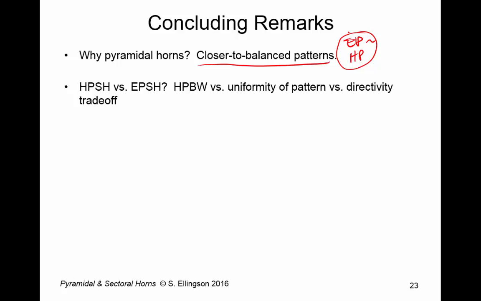Another question you might ask is why use an H-plane sectoral horn versus an E-plane sectoral horn? That is, when to use one or the other. And this is really a trade-off that depends on a lot of things. They have different half-power beam width characteristics. They have different uniformity of pattern. And by that I also mean ripple, right? The E-plane sectoral horn has some ripple in it. The H-plane sectoral horn really doesn't. And there's a directivity trade-off. So these three things really kind of drive the choice between the two. You really have to look at the requirements of the application to determine which combination of these three things is right for you, and then that will determine whether you should use an E-plane sectoral horn or an H-plane sectoral horn.